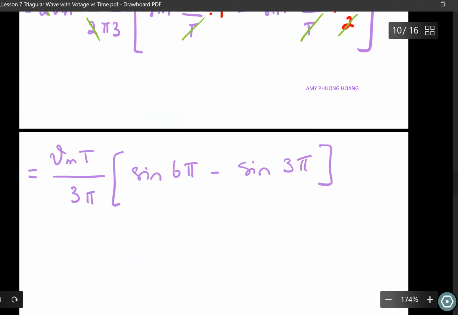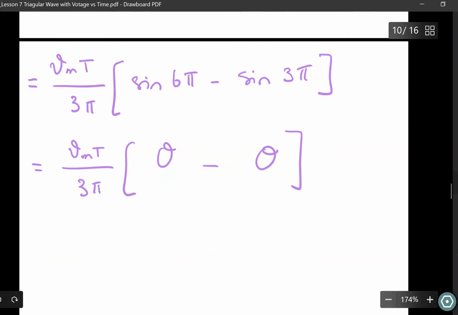Okay, at this point you can use your calculator to figure out sine of 6 pi, which is equal to 0, and sine of 3 pi is also equal to 0. So you basically take this and multiply by 0, so this is equal to 0.